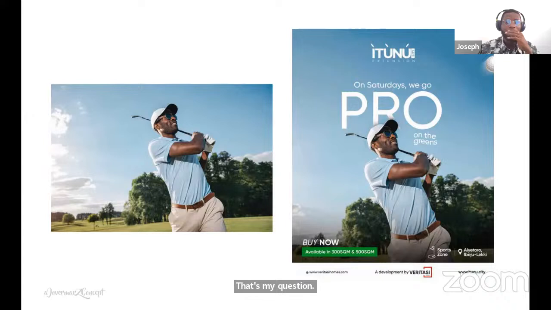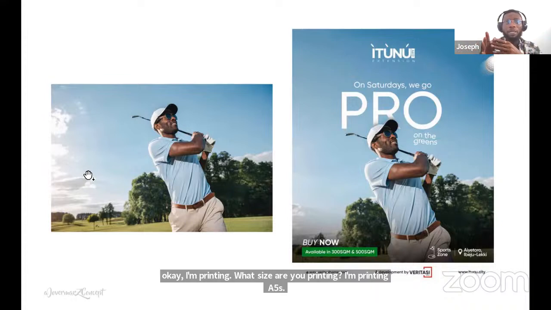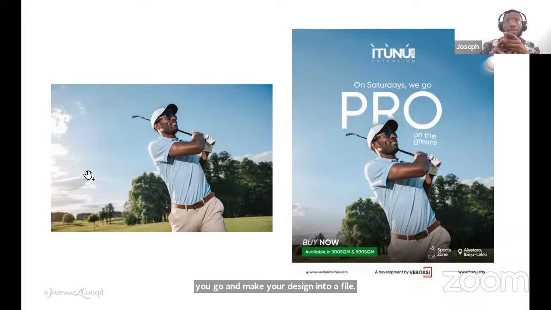Okay, that's a good one. It can come in any format. Portrait, yes. Landscape, yes. Just like Adeokun said, I think scale sometimes depends on the print or platform the design will be used for. Exactly. So you just have to ask the client, where is this design going to be used? Client says, okay, I'm printing. What size are you printing? I'm printing A5. You go and make your design into A5. Client says, I'm printing a landscape banner, 6x3. You go and make your design into 6x3, right?